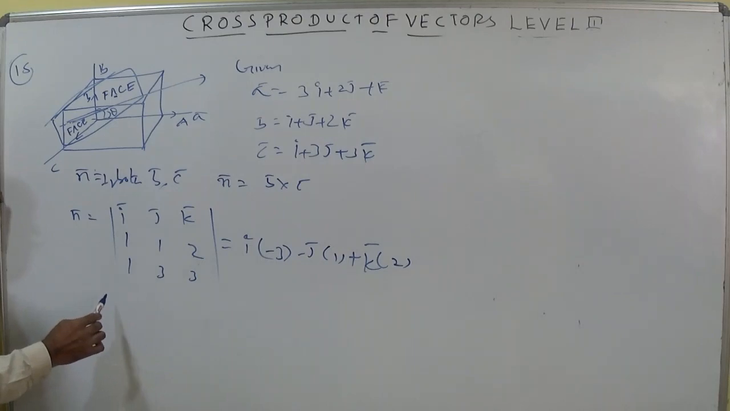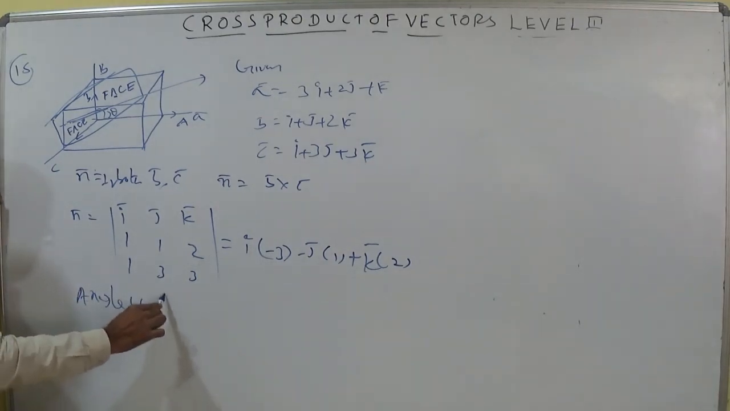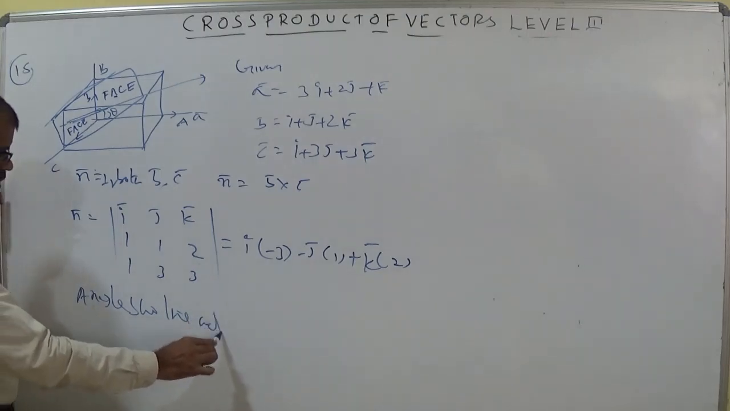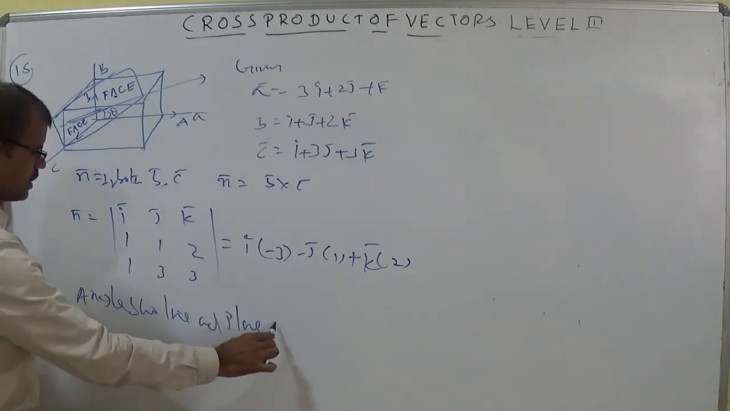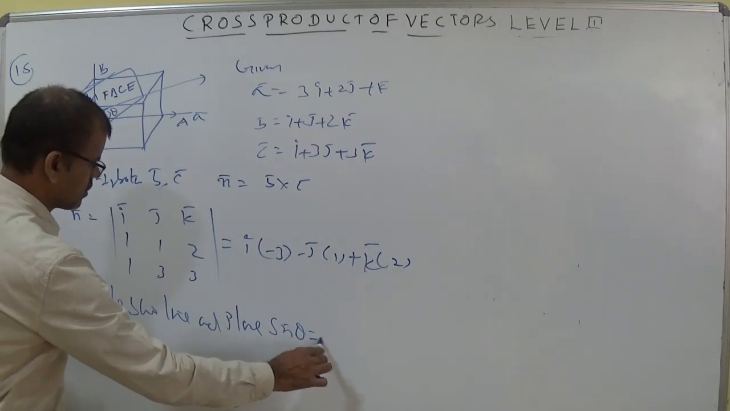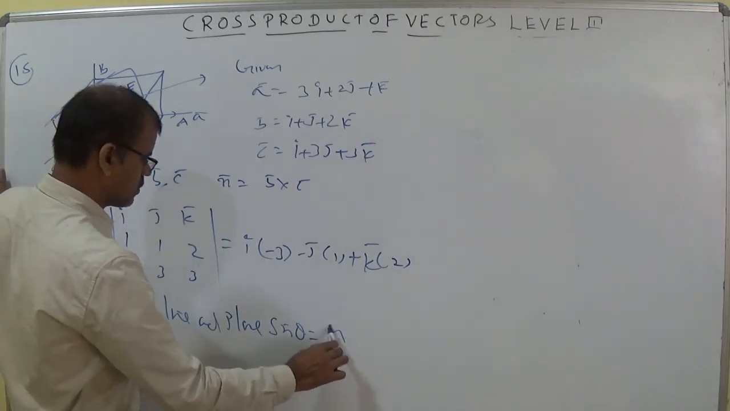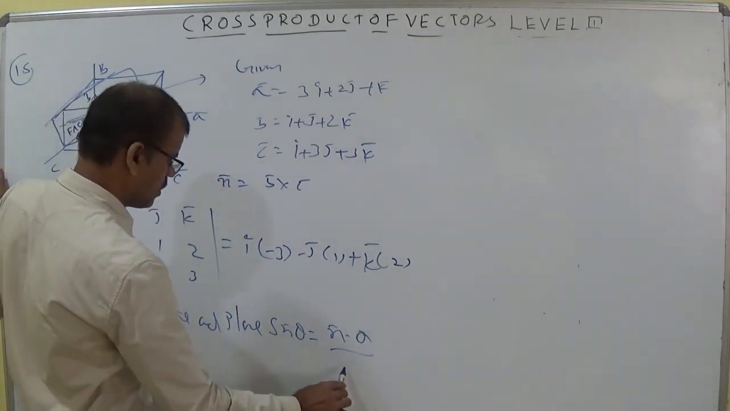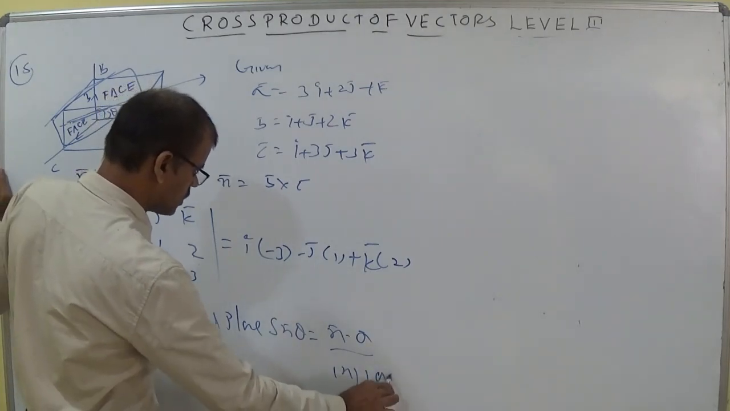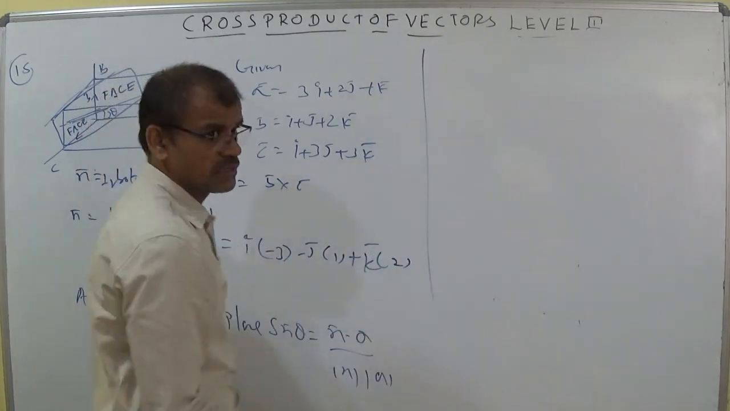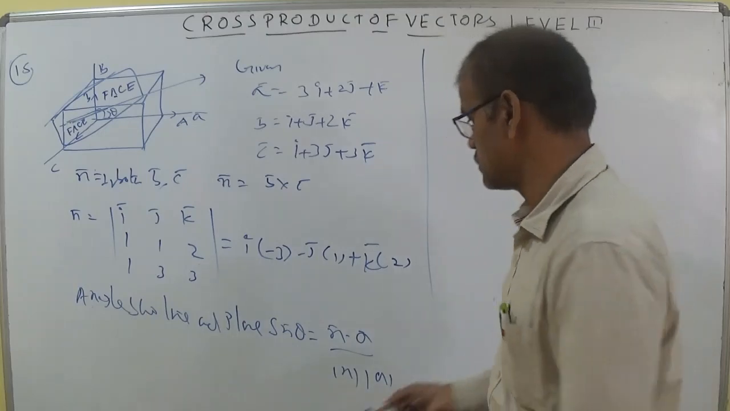Now you should calculate, let it be n bar. Now you should calculate the angle between line and plane. I am writing, angle between line and plane is sin theta formula, not cos theta. Sin theta is equal to n bar dot a bar by modulus of n into modulus of a. Originally it is cos theta formula, cos of 90 minus theta here.